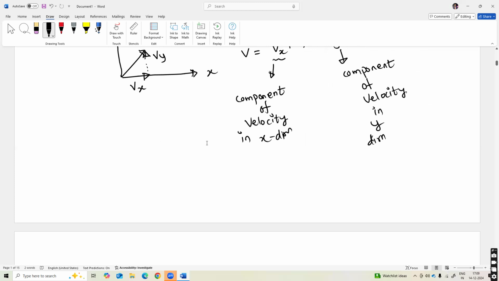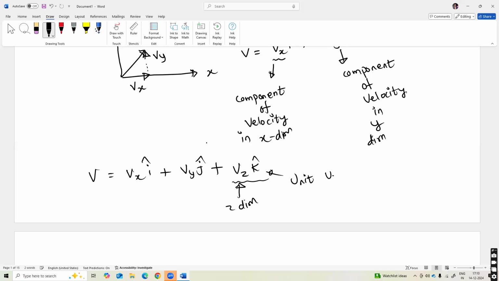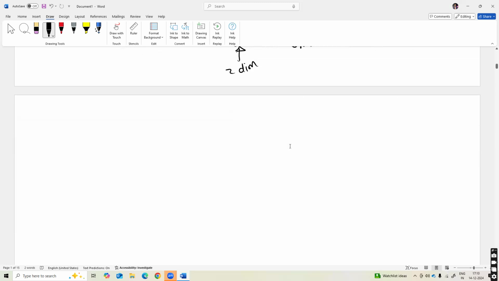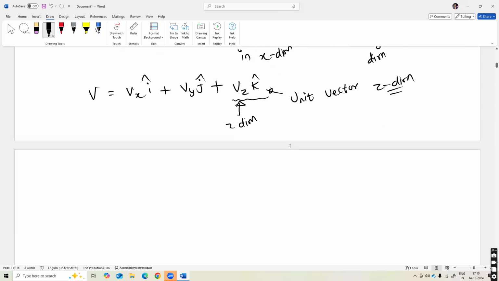So if it is a three-dimensional space, then we can write velocity as v is equal to vx i plus vy j plus vz k. Here just one term got added, and vz is the component of velocity in z direction, and k is the unit vector in z direction. This is also important because in a question they may give you 3D velocity, and they will ask you to find relative velocity in 3 dimensions.